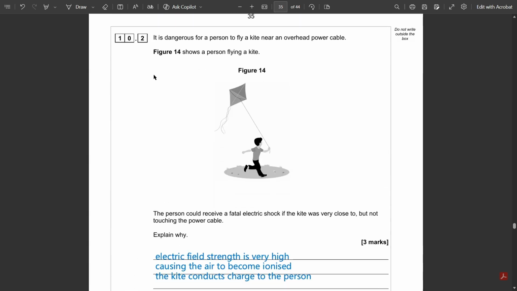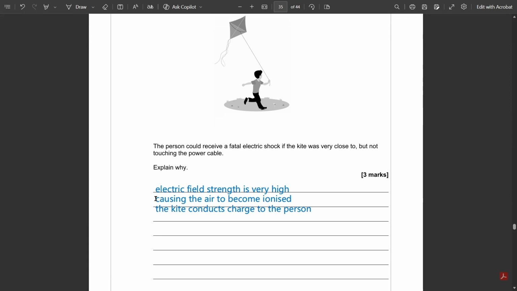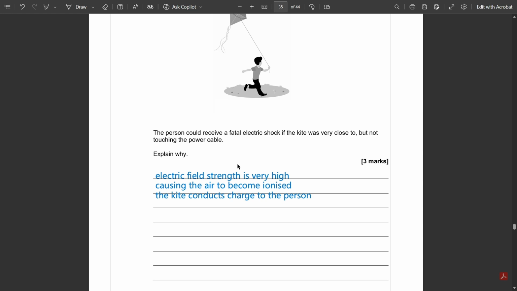It is dangerous for a person to fly a kite near an overhead power cable. Figure 14 shows a person flying a kite. The person could receive a fatal electric shock if the kite was very close to but not touching the power cable, and we have to explain why. Well, that's because the electric field strength is very high, causing the air to become ionized. And then the air being ionized means it can conduct a charge, which means then the kite conducts the charge to the person.